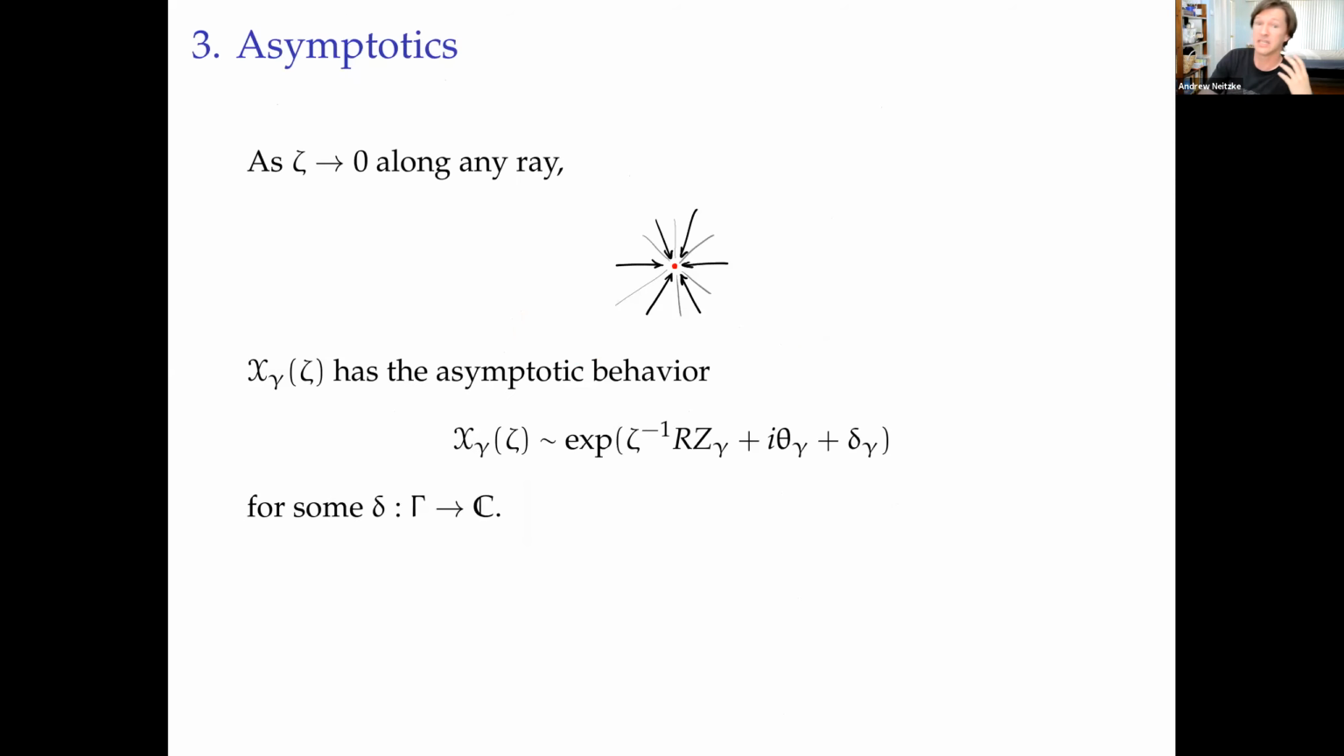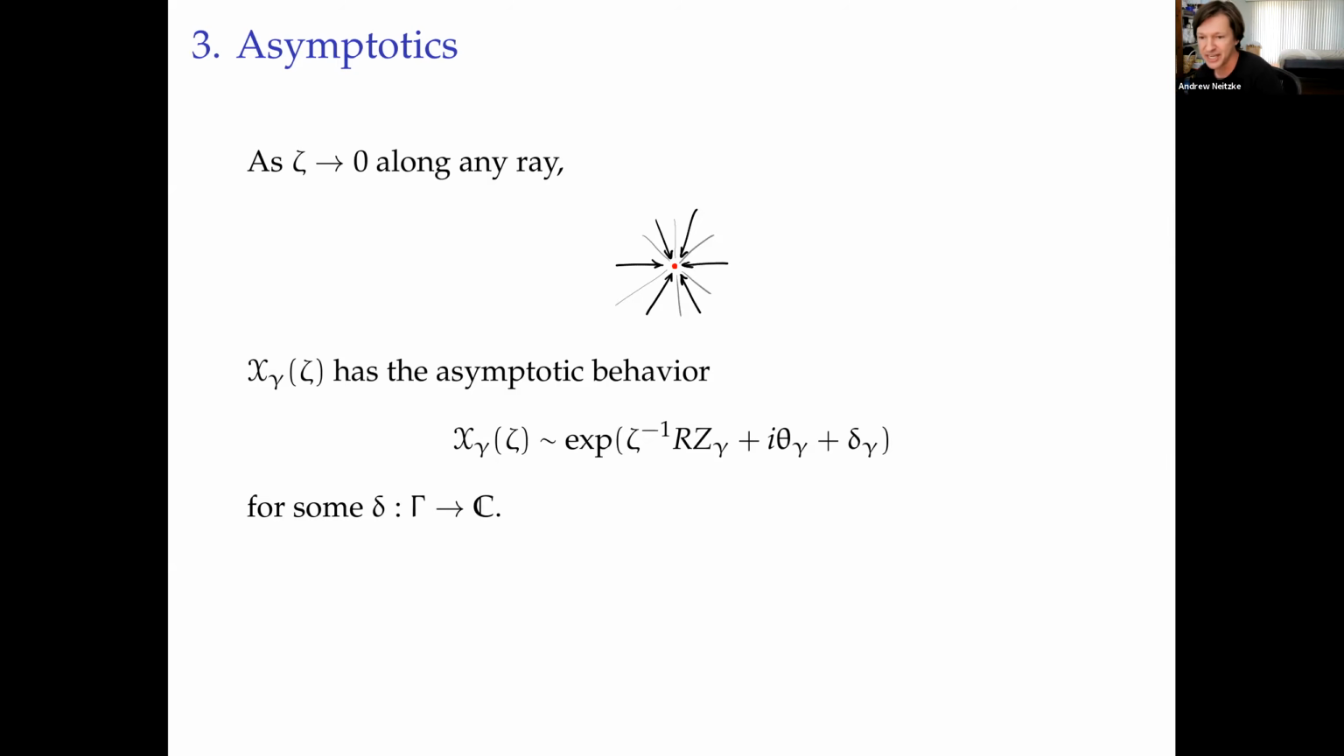Then, okay, so this x gamma is supposed to be piecewise analytic as a function of zeta in C star. Then you ask, what happens when zeta goes to 0? Well, we'll get to infinity in a minute. First, let's just ask what happens when zeta goes to 0. And then the statement is that it has a kind of characteristic asymptotic behavior. It goes like this function here, which has an essential singularity. So the behavior is like that of a function with an essential singularity as zeta goes to 0. It's like exponential of 1 over zeta.